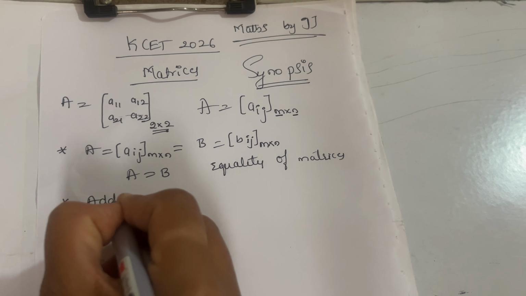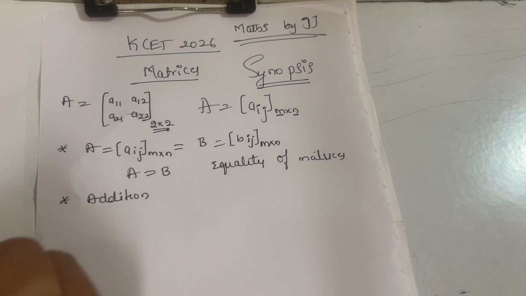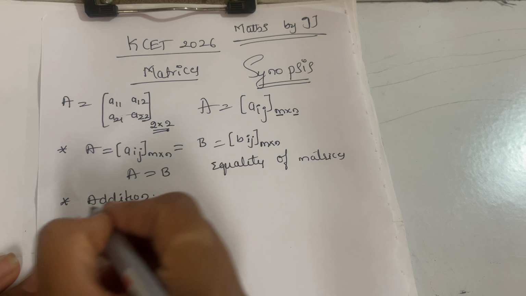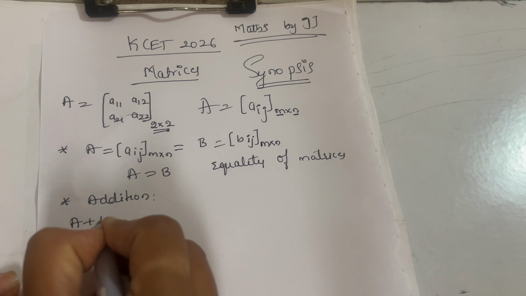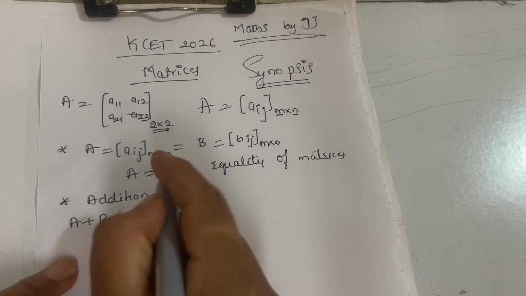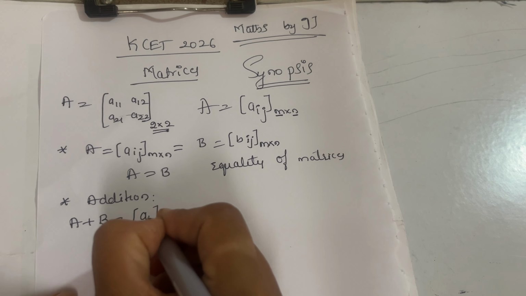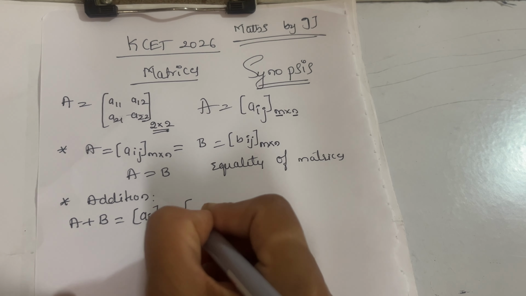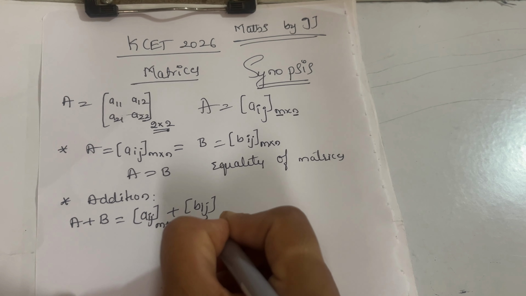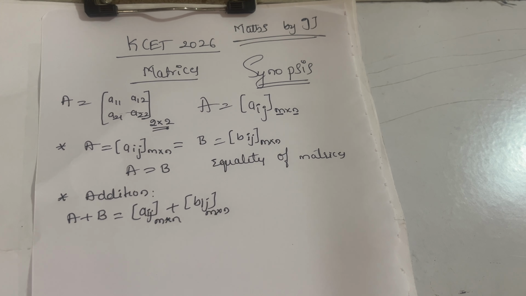Next comes different operations on matrices. The first one is addition, which is very simple. A plus B defines the addition of two matrices. Here the condition is that the order should be the same. Then just add the corresponding elements. That will define addition. The same thing goes with subtraction also.